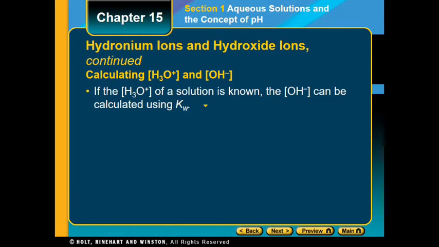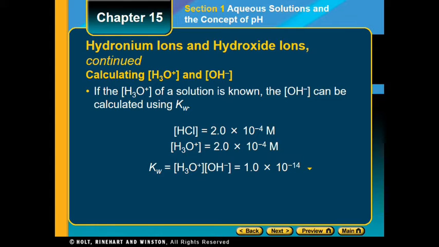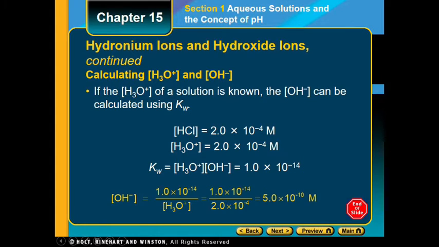So they're reversing the calculation on this next example. If the hydronium ion concentration is known, then hydroxide can be calculated. So let's say that you know the concentration of hydrochloric acid, which is a strong acid, is 2 times 10 to the negative 4th molar. And that makes the hydronium ion concentration 2 times 10 to the negative 4th molar. You plug that into this equation, rearrange it to get hydroxide all by itself, and you make your calculation.